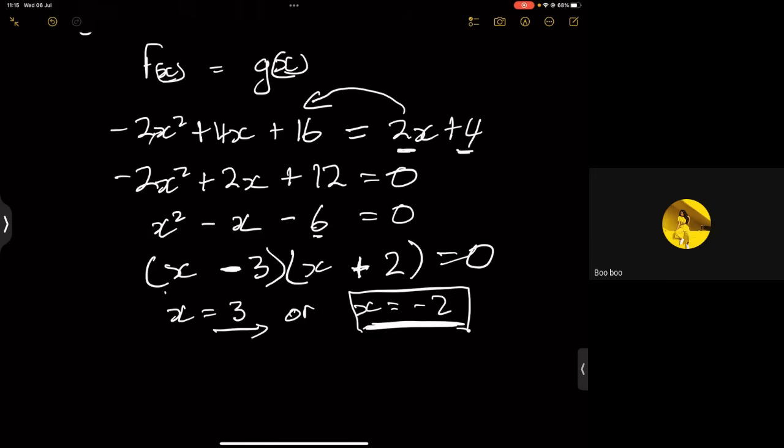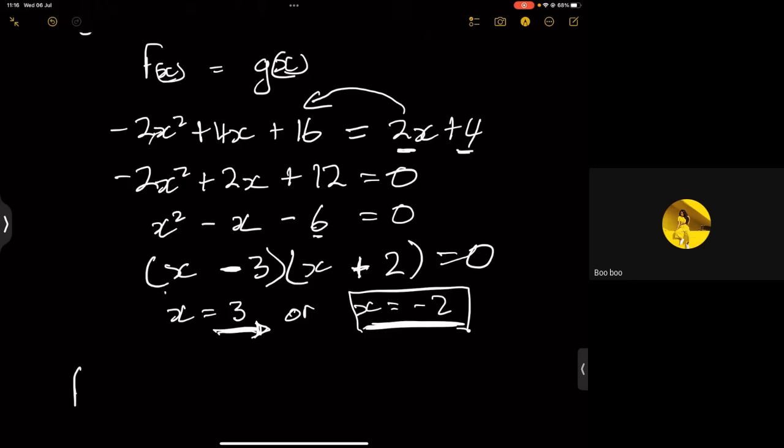But now, how do I find the y value at D? I can take this x value and substitute it in any of the two equations, whether the equation of f of x or the equation of g of x. I'm going to use g of x because it's much easier.